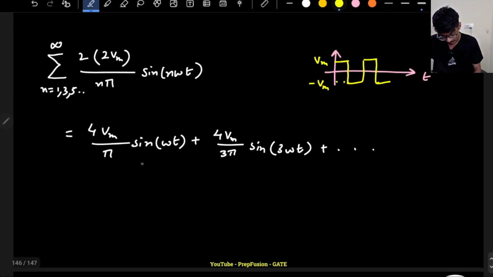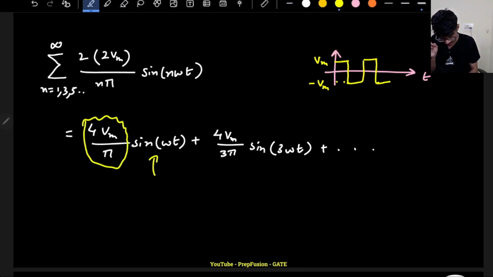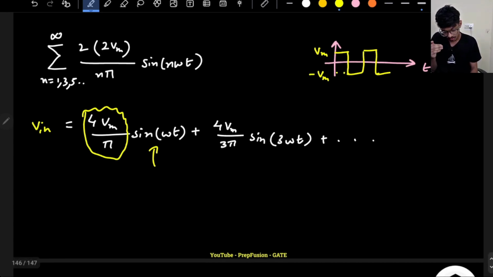But they are only asking me for the 5000 radian component, so I will only discuss about this component. So what is the peak value of this component? This is my input Vin, okay. So the peak value is this. So with respect to this, I have to calculate the output. So this is the amplitude that I have to calculate.